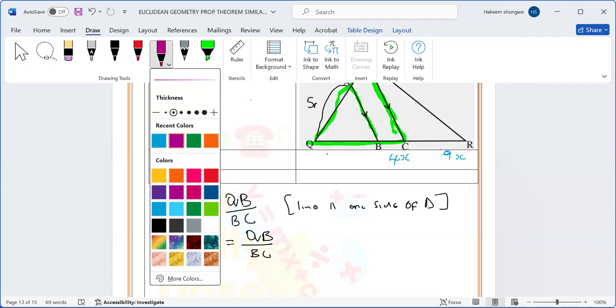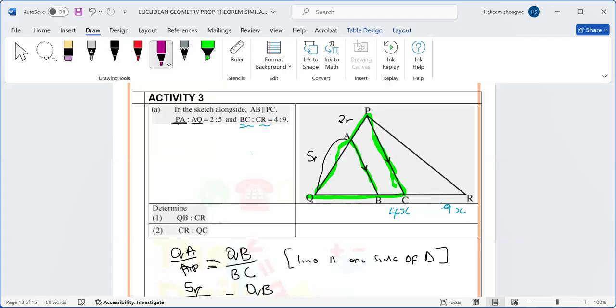QB is 5. 5 what? Can't be 5R, we used R already. 5P, I mean. And this one is 2P. Okay, sure. Now we are more or less done.